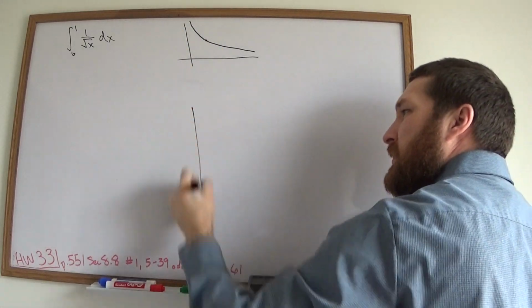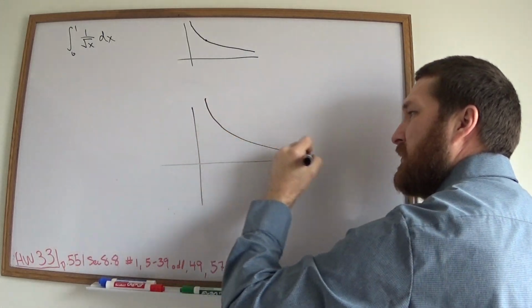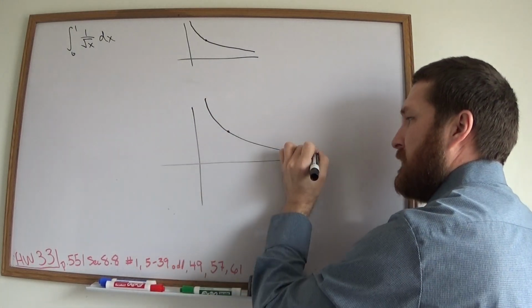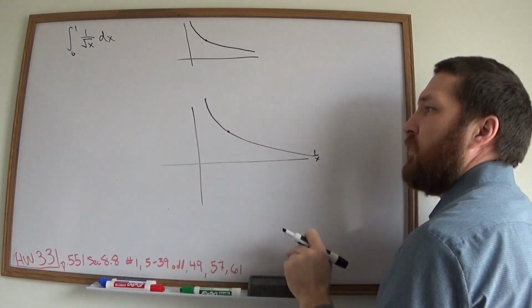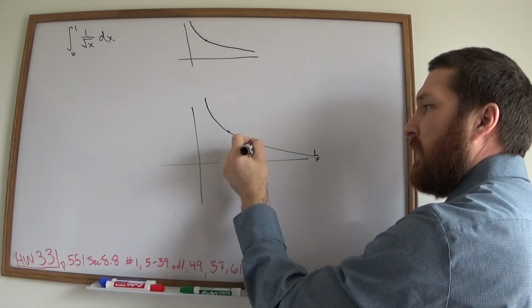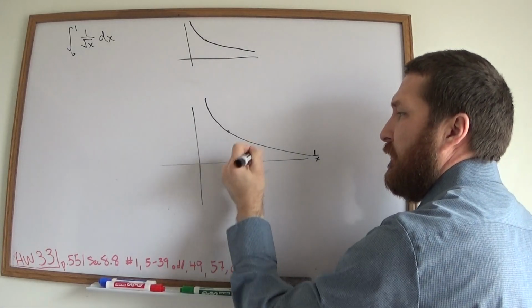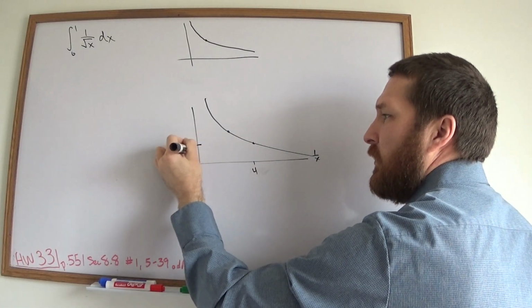And just to note, if this is 1 over x right here, this is 1 over x. If you took the square root of it, used to be you plug in, let's say you plug in a 4, you get out a quarter.